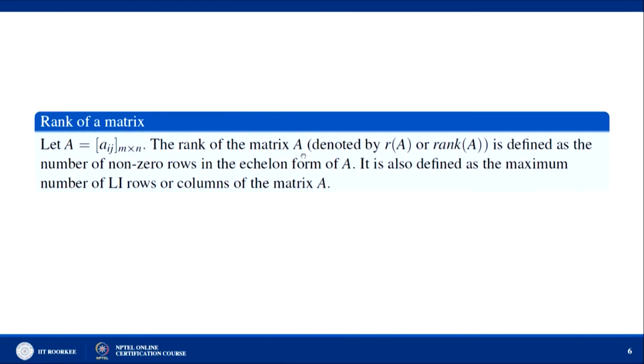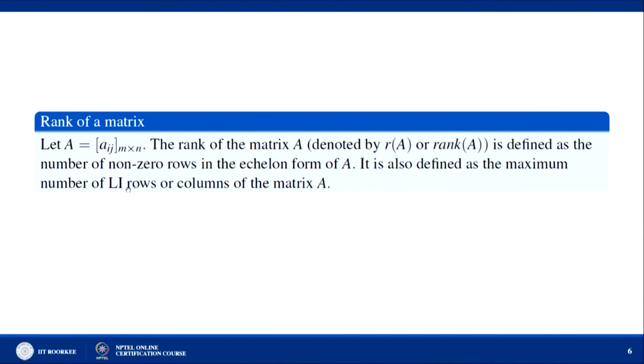Now, come to the rank of a matrix. How do we define the rank of a matrix? Say we have a matrix of order m cross n. Then the rank of matrix A, denoted by R(A) or rank of A, is defined as the number of non-zero rows in the echelon form of a matrix. We have already discussed the echelon form of a matrix. The number of non-zero rows in the echelon form is called its rank, or it can also be defined as the maximum number of linearly independent rows or columns of the matrix A.